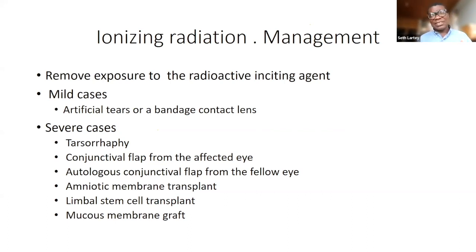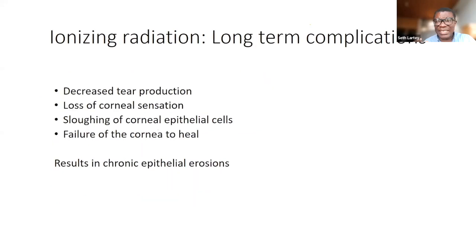In severe cases, one can start thinking about tarsorrhaphies, conjunctival flaps, autologous or from the same eye, amniotic membrane transplants, limbal stem cell transplants, or in severe cases where there's melting, use a mucous membrane graft. Lots of problems. Wound healing is very poor. Decreased tear production, loss of corneal sensation, sloughing of the epithelium, failure of the cornea to heal, are so difficult to manage.